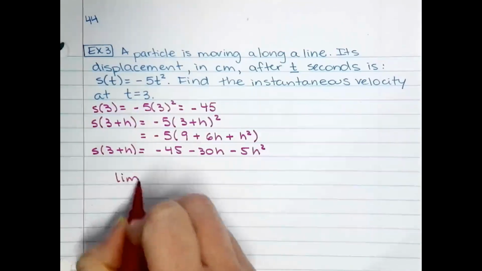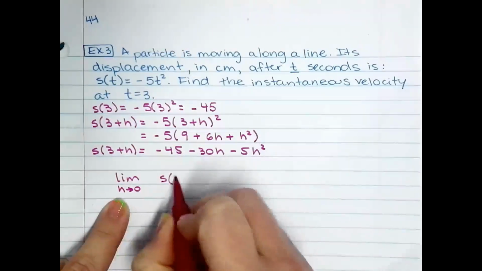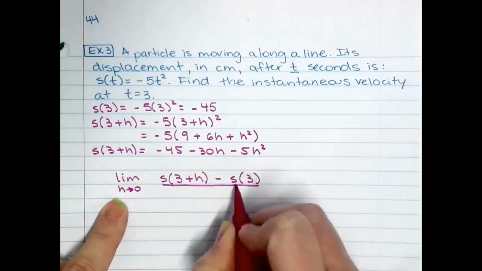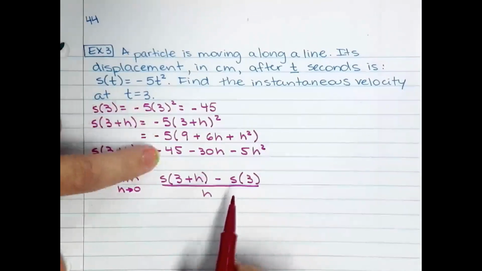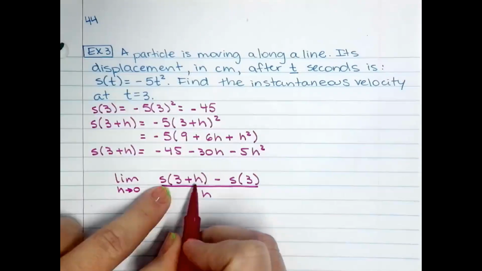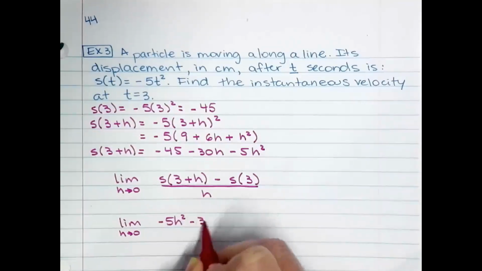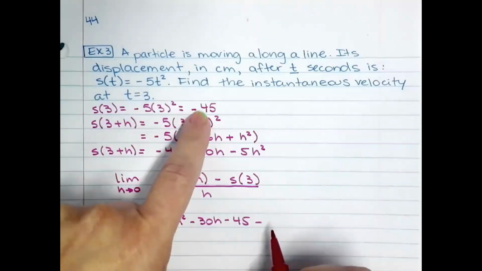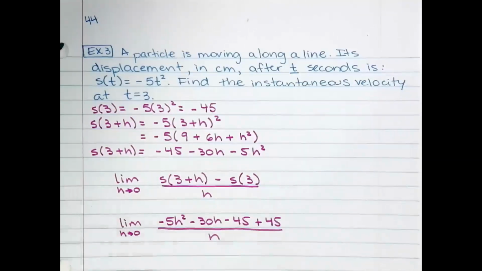So the formula is the limit as h approaches 0 of s of 3 plus h minus s of 3, everything over h. Since I already found all of that right here, I'll just go ahead and substitute that in the formula. So as I'm rewriting, I'll go ahead and put that in order. You don't have to, I just feel better when I do it. So minus s of 3 is negative 45. Two negatives make that a positive. All right, everything over h.